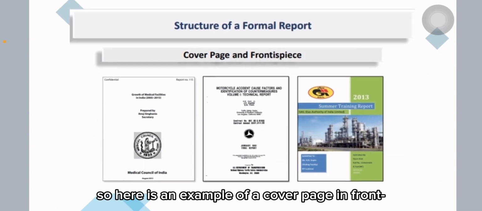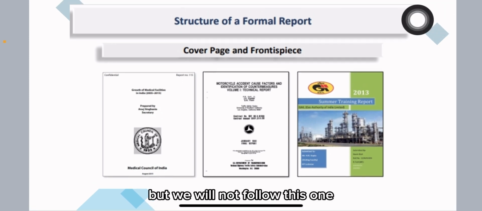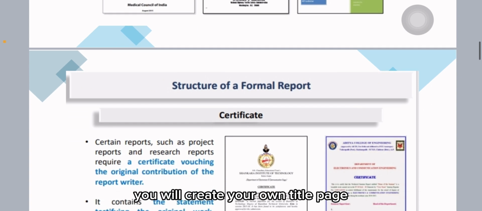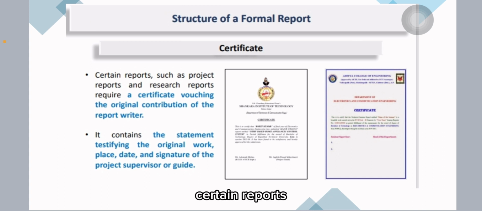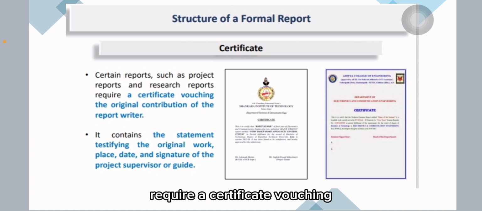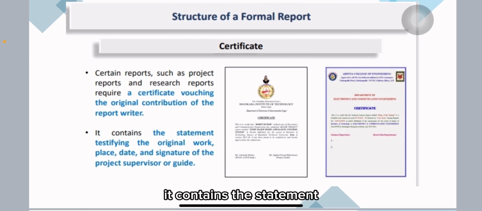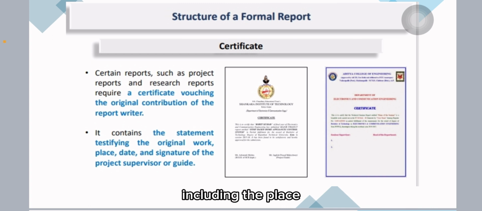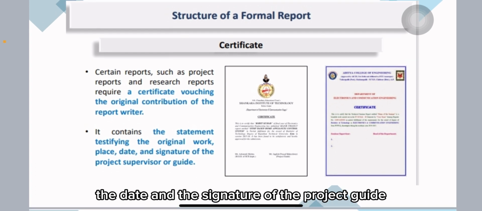So here is an example of a cover page and frontispiece. But we will not follow this one. You will create your own title page. So this is an example of a certificate. Certain reports, such as project reports and research reports, require a certificate vouching for the original contribution of the report writer. It contains the statement testifying that this is an original work by the writer, including the place, the date, and the signature of the project guide.